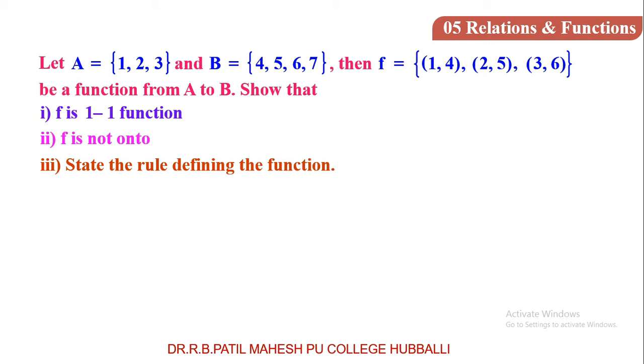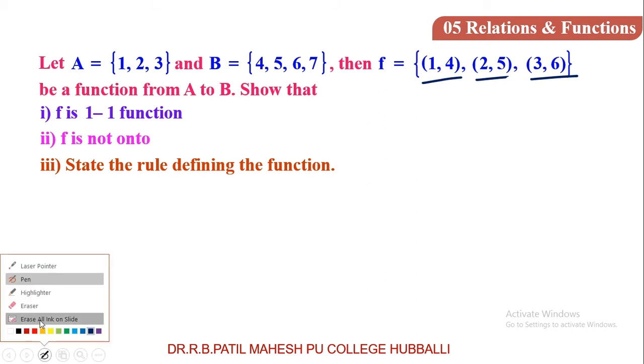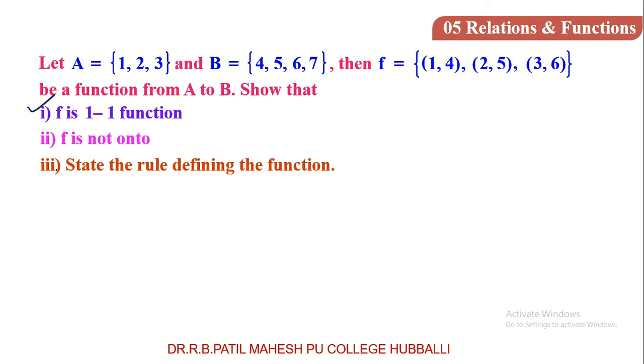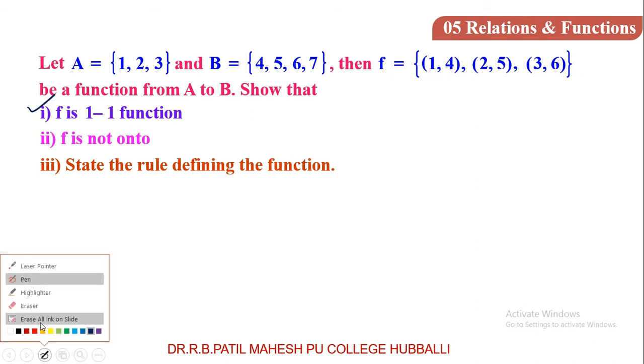Means these ordered pairs (1, 4), (2, 5), (3, 6) will satisfy one rule that we have to assign here. That is the third question. Let me start with the first one. I will prove this function is one-one.